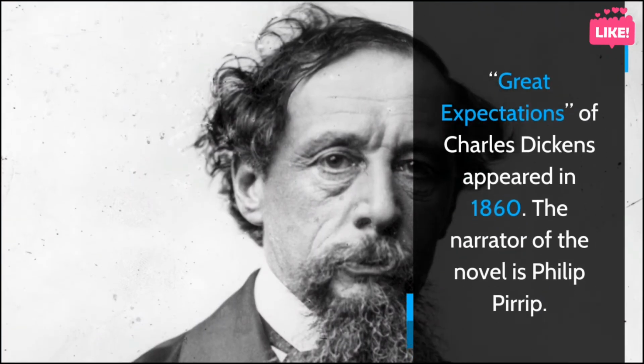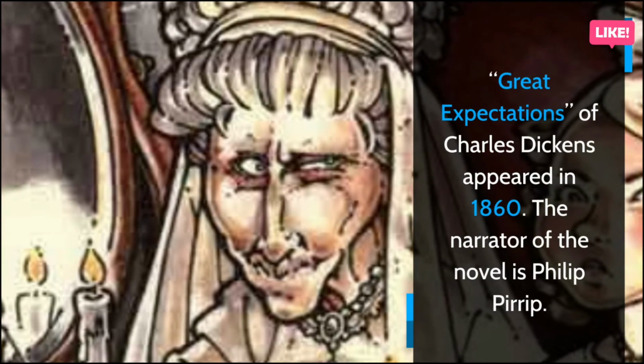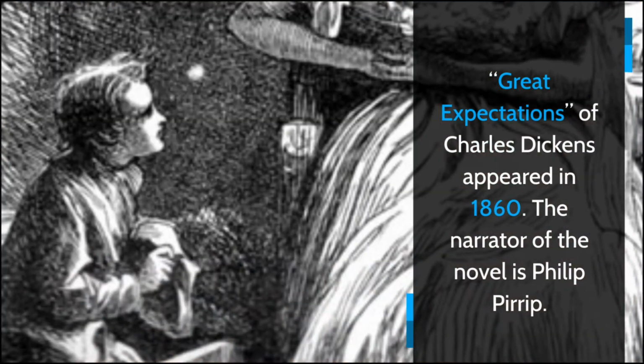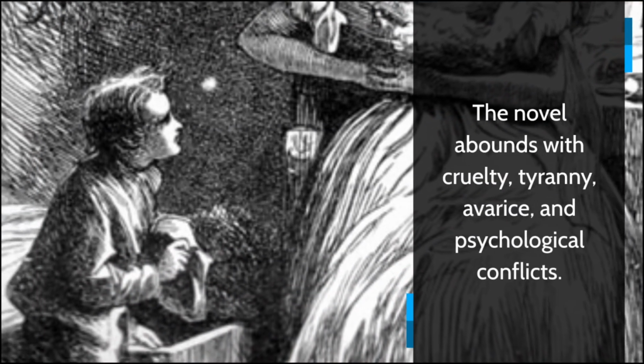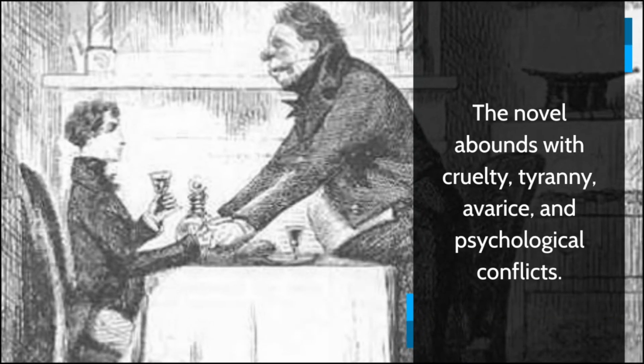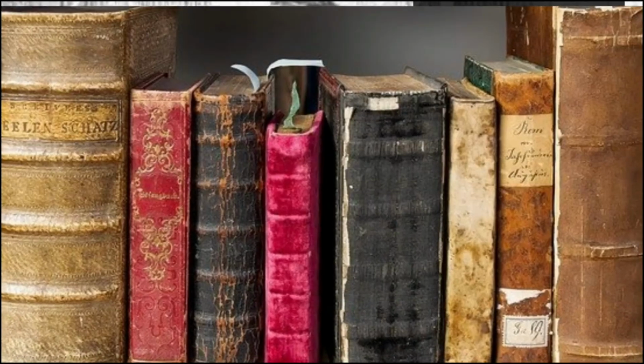Great Expectations of Charles Dickens appeared in 1860. The narrator of the novel is Philip Pirrip. The novel abounds with cruelty, tyranny, avarice, and psychological conflicts.